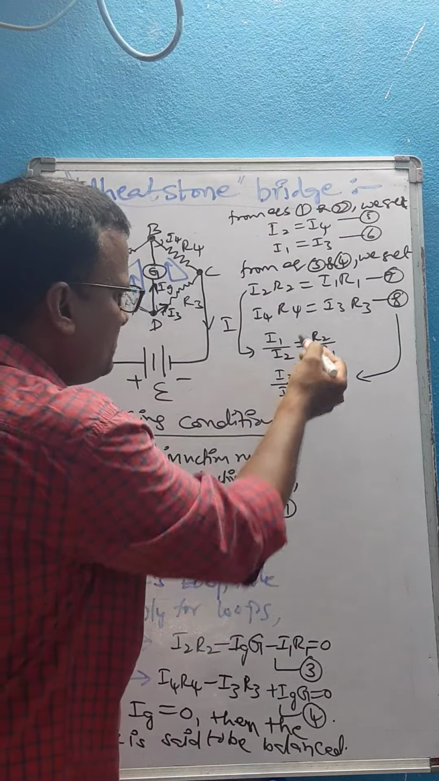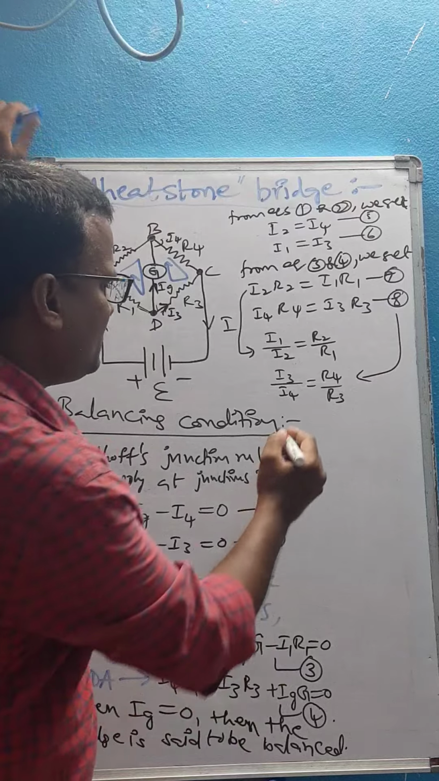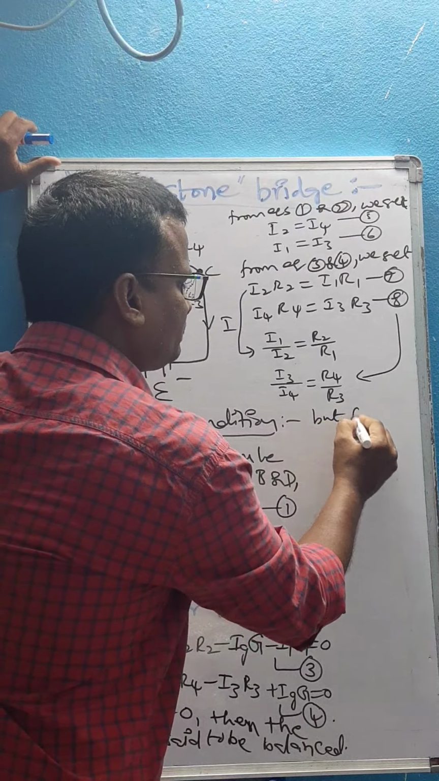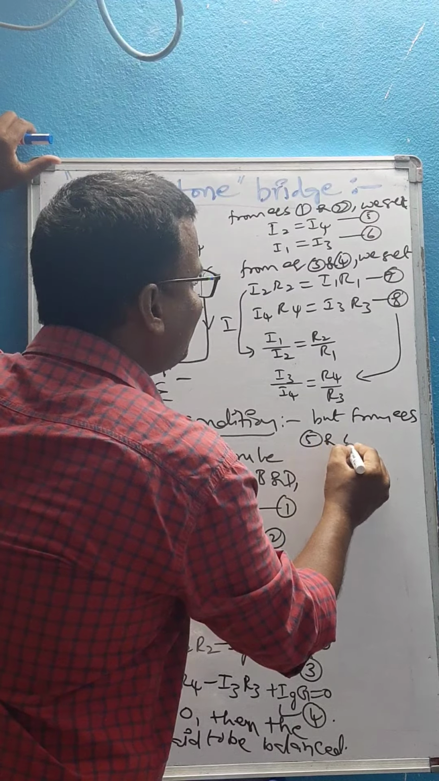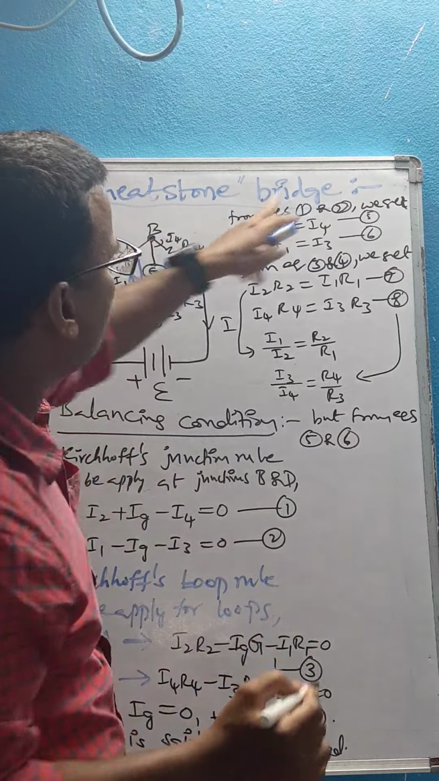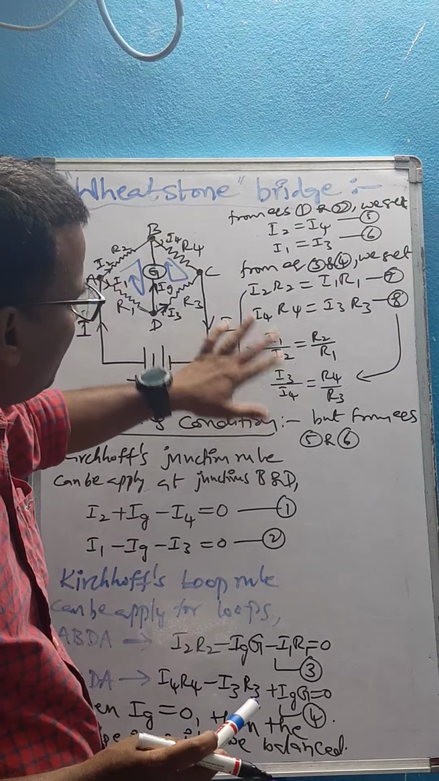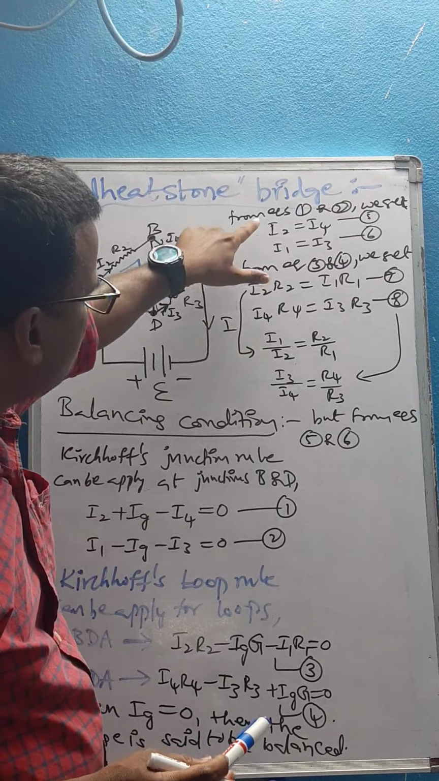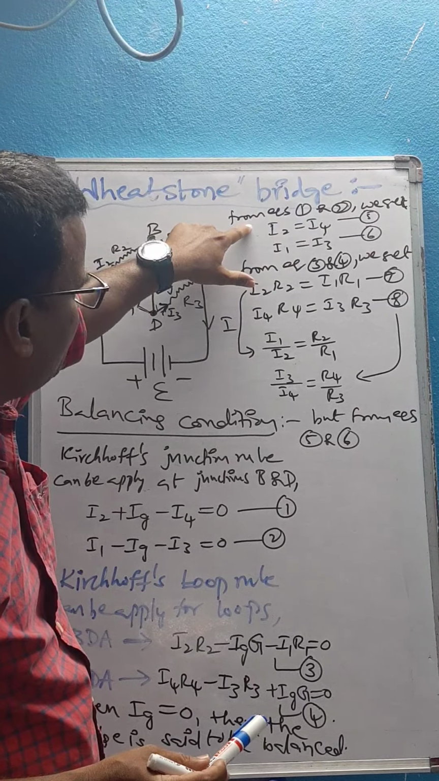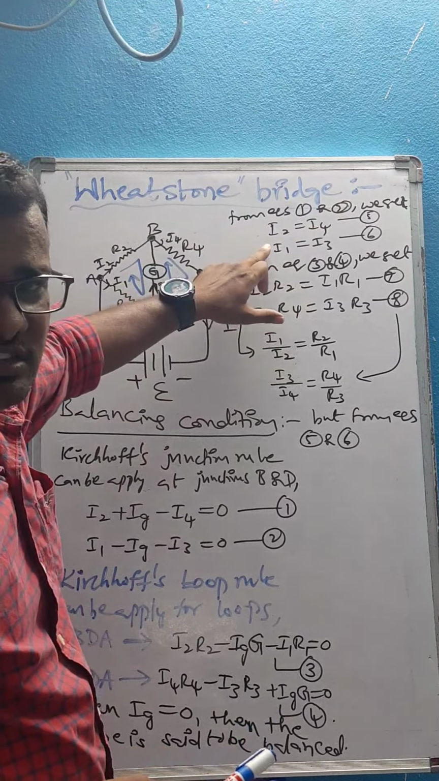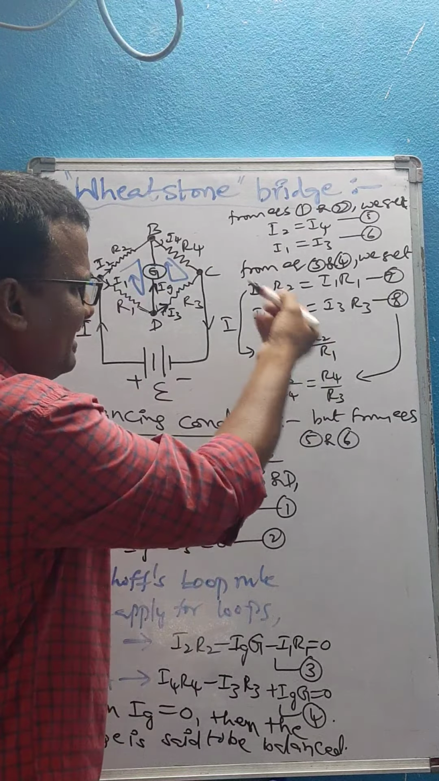From equations 5 and 6, I2 equal to I4, I1 equal to I3. So in any one of these equations we can substitute these values. In place of I2 we can substitute I4, in place of I1 we can substitute I3. So then the LHS are equal.